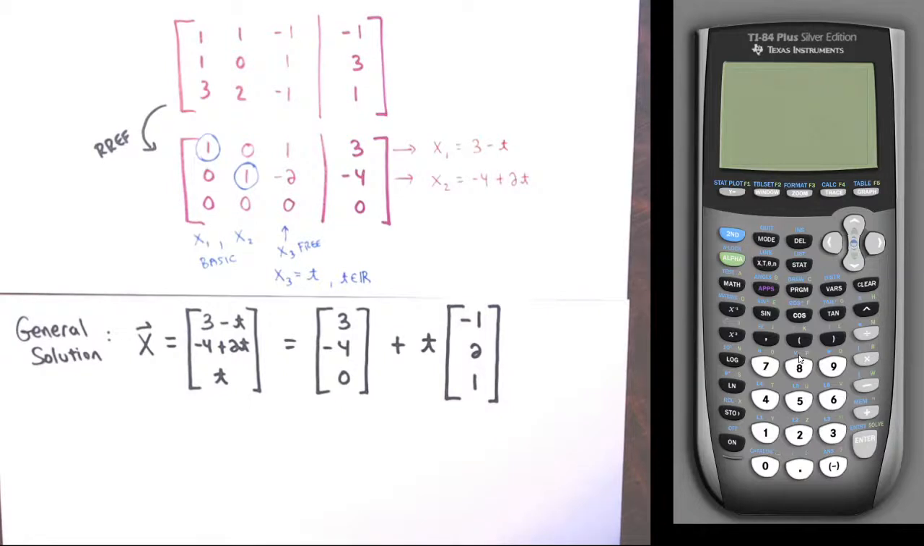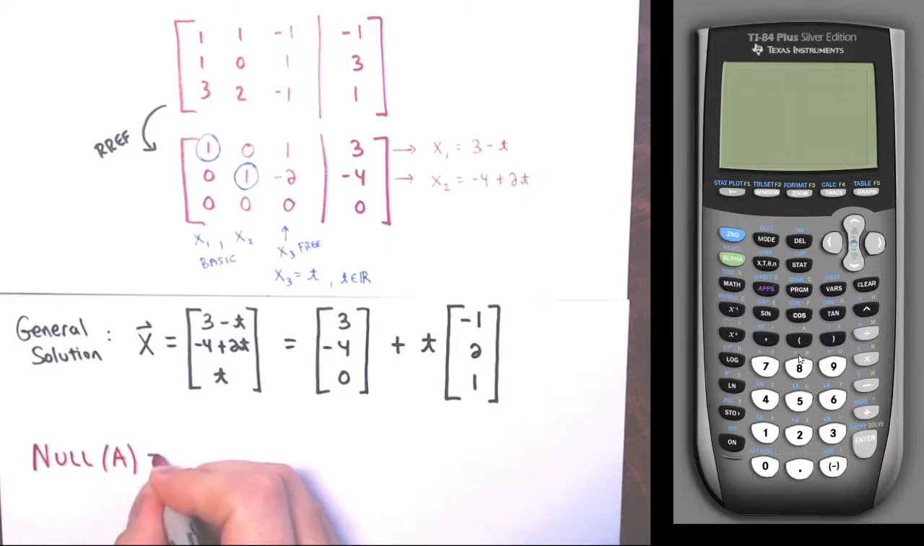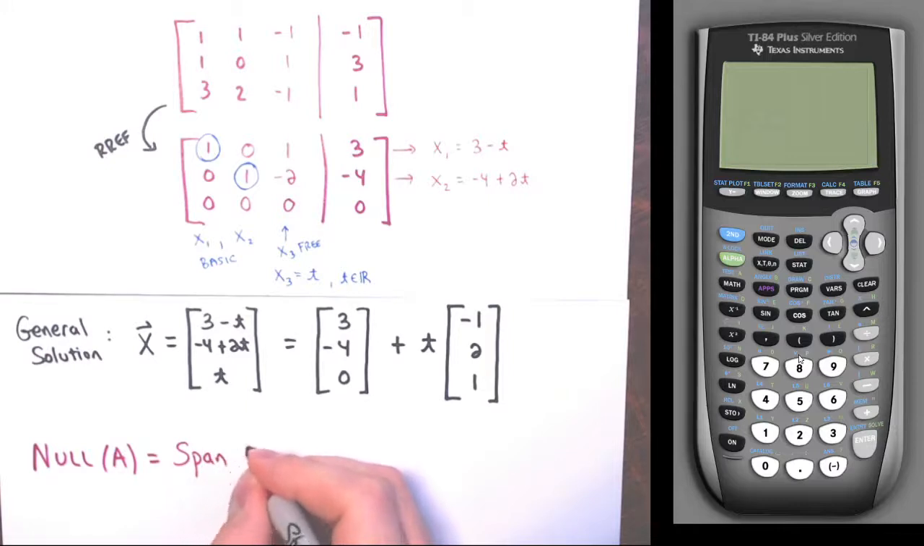All right, so I'm saying here that the null space of A is simply the span of, again, a single vector. It has just a dimension of 1. The span of the set with the vector (-1, 2, 1).